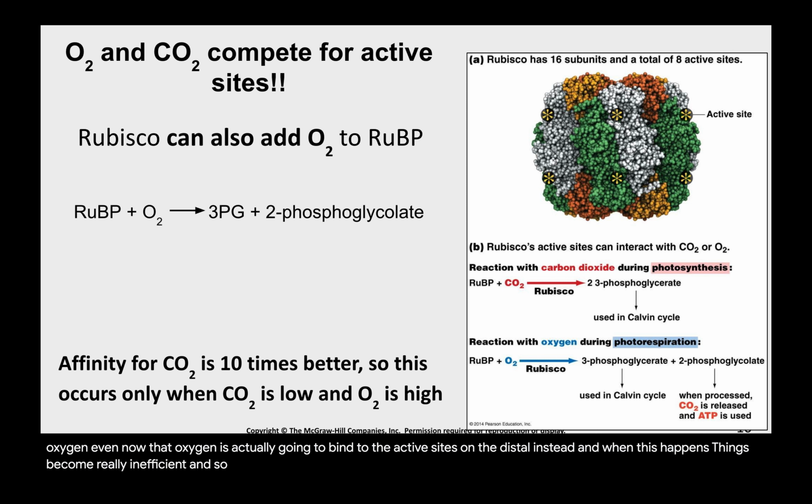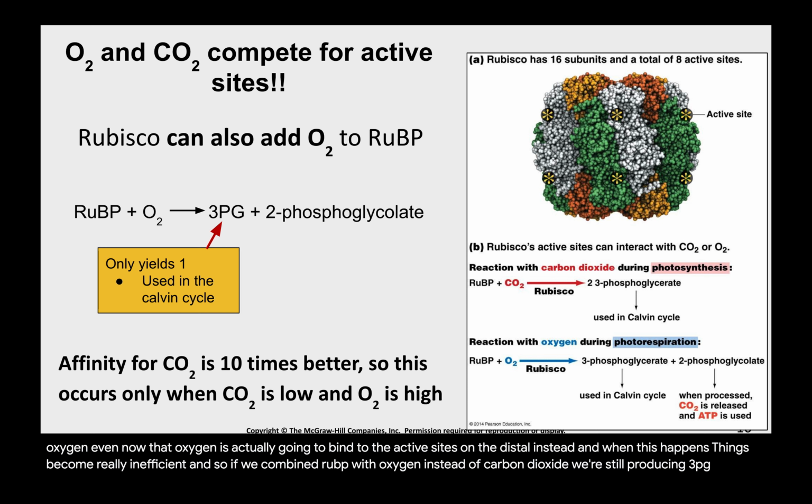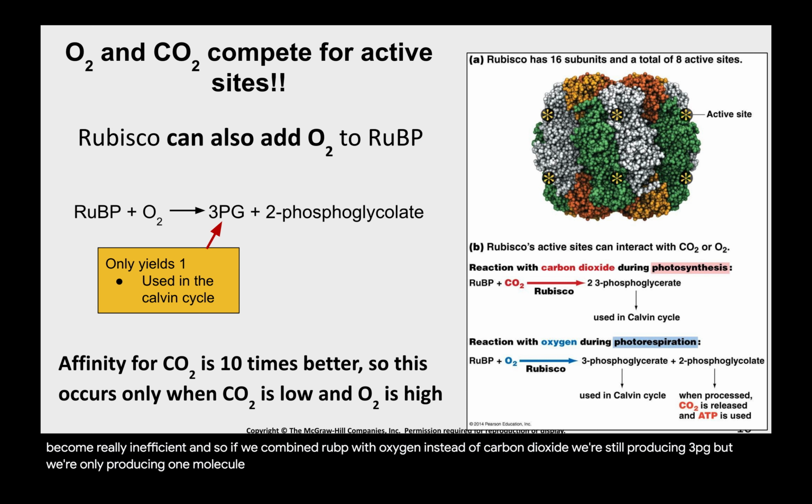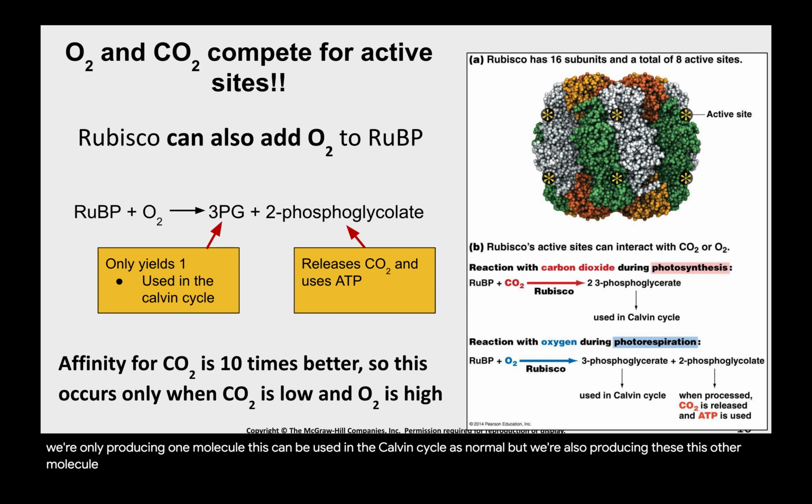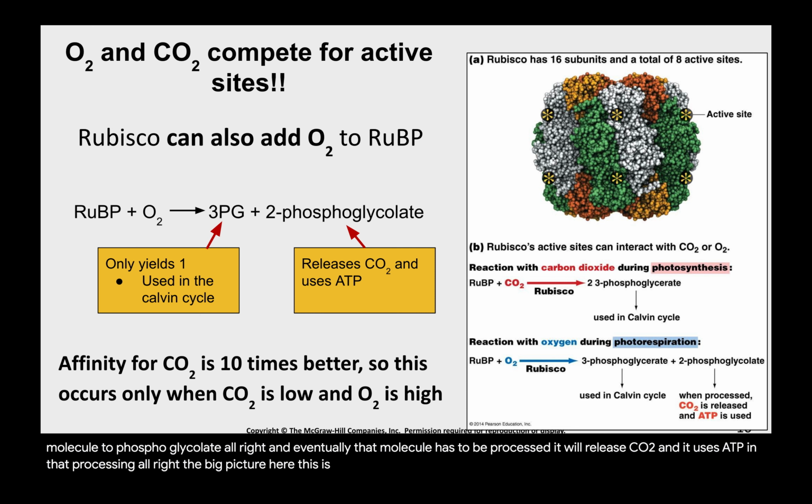So if we combine RuBP with oxygen instead of carbon dioxide, we're still producing 3PG, but we're only producing one molecule of 3PG. This can be used in the Calvin cycle as normal. But we're also producing this other molecule, 2-phosphoglycolate. Eventually, that molecule has to be processed. It'll release CO2, and it uses ATP in that processing. The big picture here is that this is really inefficient compared to when we use CO2.